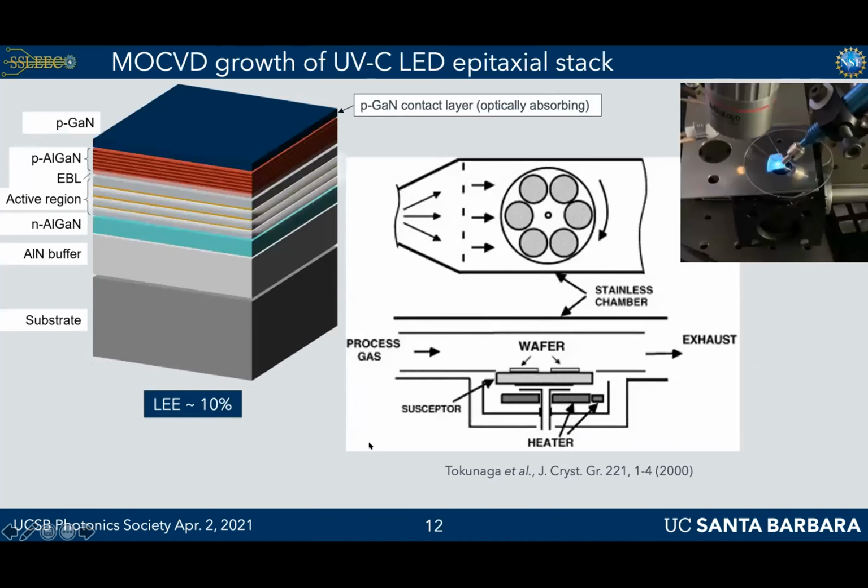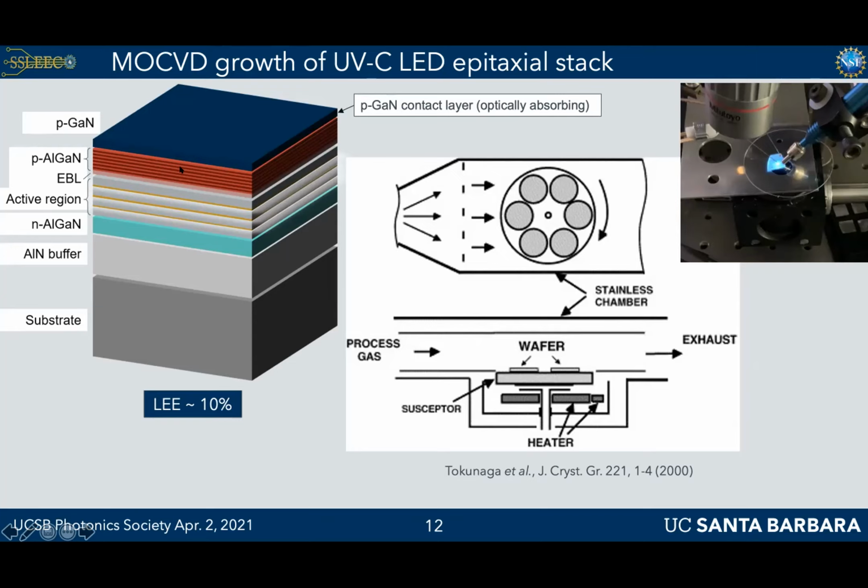So we grow these by MOCVD. Again, probably something most of you are familiar with. It's a vapor phase epitaxy technique where we introduce some process gas over a heated wafer. The heat from the wafer activates whatever chemistry needs to go on between those precursor chemical vapors. And the result is you get a deposition of a single crystal film on a substrate.